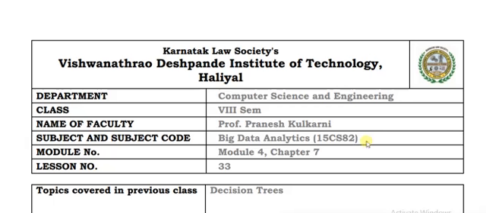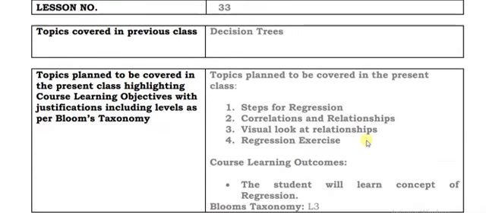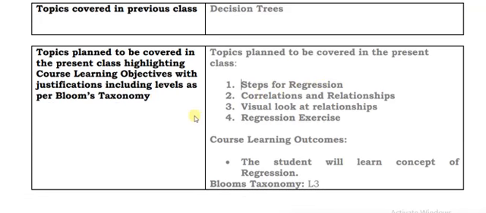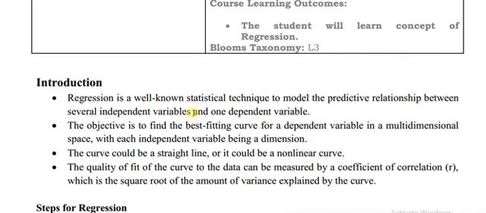Welcome all. In the last session, we saw the construction of the decision tree and the classification using the decision tree. Today we are going to learn one more important technique that is called regression. Today we are going to study how to perform a regression analysis and what are the different correlations and relationships associated with the regression, and we study a simple numerical on the regression analysis.